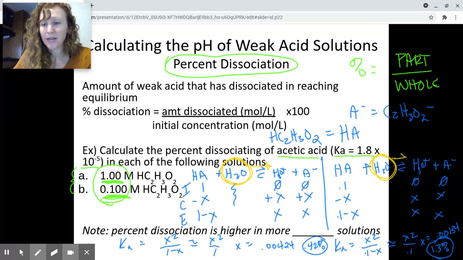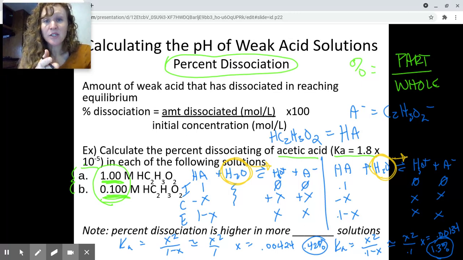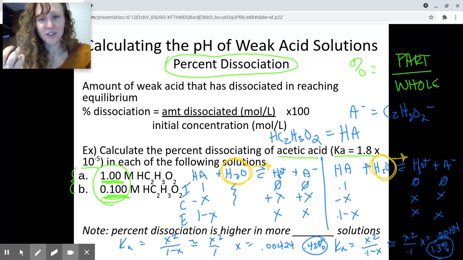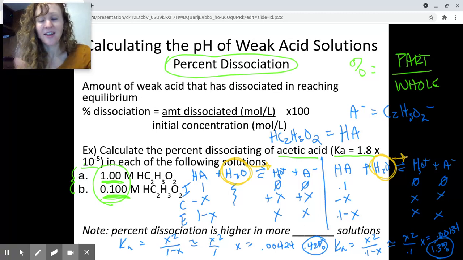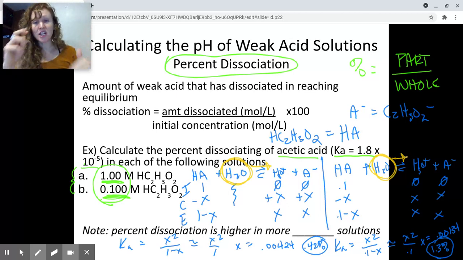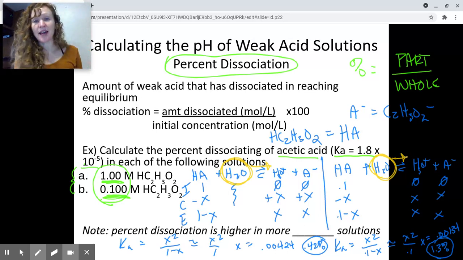What happened to our reaction? It got pushed towards products. More ions got made. What principle is that? That's Le Chatelier's principle, right? The system is going to shift away from the stressor. Well, the stressor is water. We added extra water to this system, and the system shifted away from the water and formed products. It formed more ions. So this is always true. The concentration will affect the percent dissociation. This is always true.